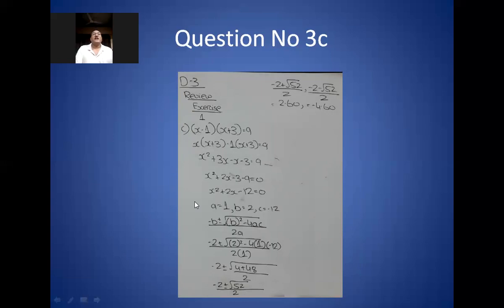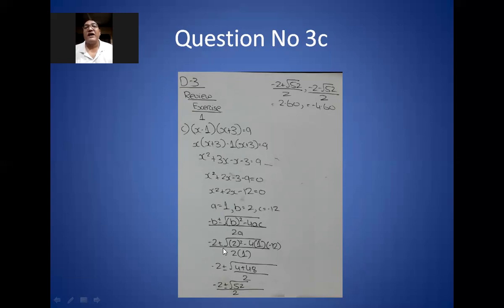Now this is the standard quadratic equation. You can apply the quadratic formula. You see the coefficient of x squared is 1, the coefficient of x is 2, and the constant term is minus 12. So the a value is 1, the b value is 2, the c value is minus 12. Write the quadratic formula, that is minus b plus minus under root b squared minus 4ac, the whole thing divided by 2a. Substitute the values of a, b, and c in this formula.